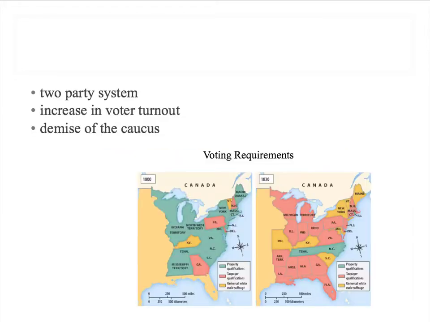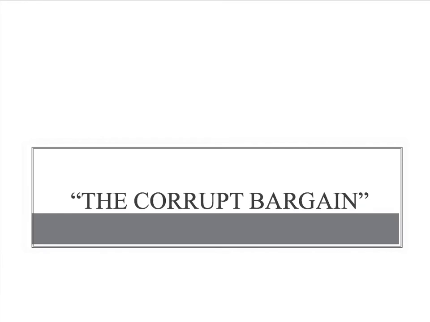And lastly, there's three more things that tie into this new democracy. First of all is a two-party system. We now have two sets of candidates from very well-defined, or relatively well-defined, parties that are going to be in every presidential election. Also, there's an increase in voter turnout, stemming once again from the change in the qualifications to be able to vote, and also the demise of the caucus system, which we'll talk about in class a little more in depth. So let's go from there to how Jackson actually gets into office.